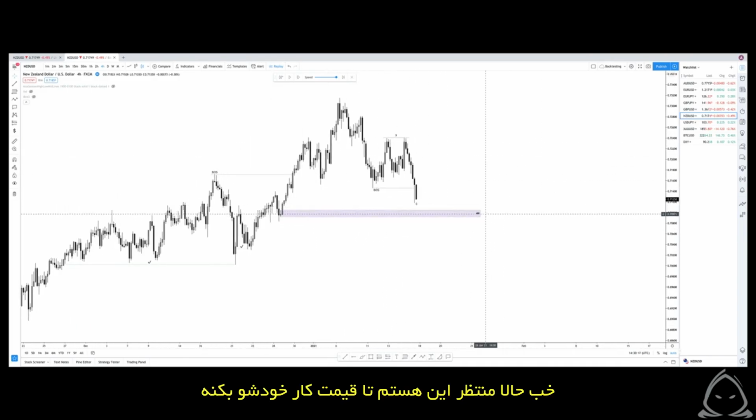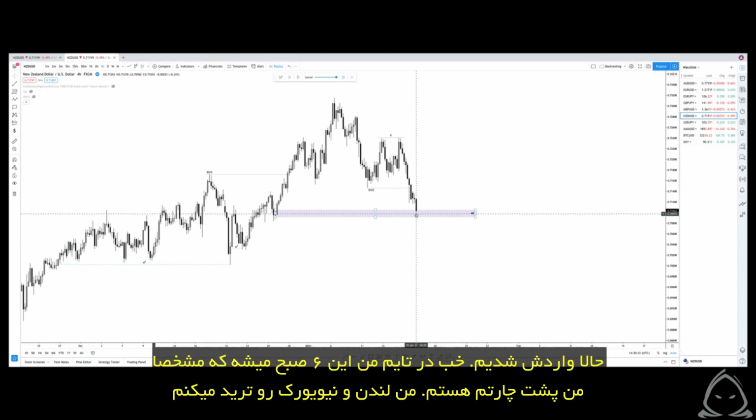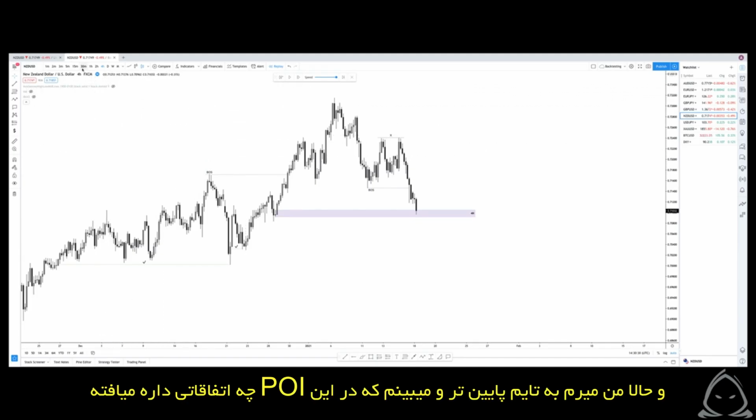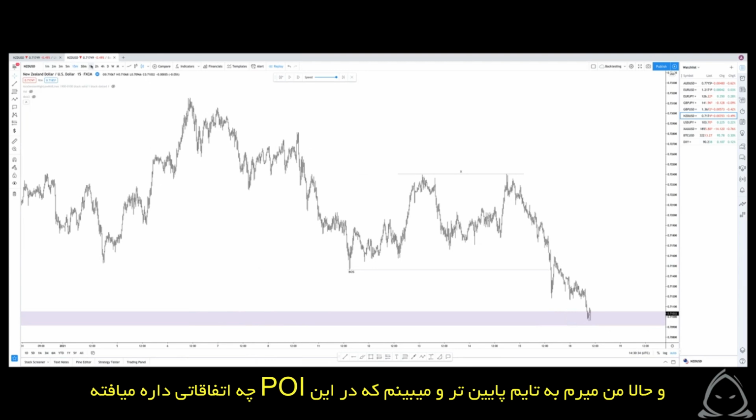So now I'm just waiting, obviously, for price to do its thing. So now we've tapped in. Obviously, my alert would ping. This is 6 a.m. in the morning, so I would be on my chart. I trade London and New York. And for me now, it's a case of dropping down and seeing what's in this POI.